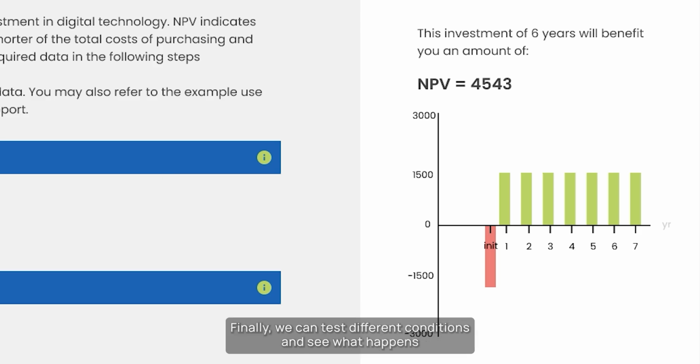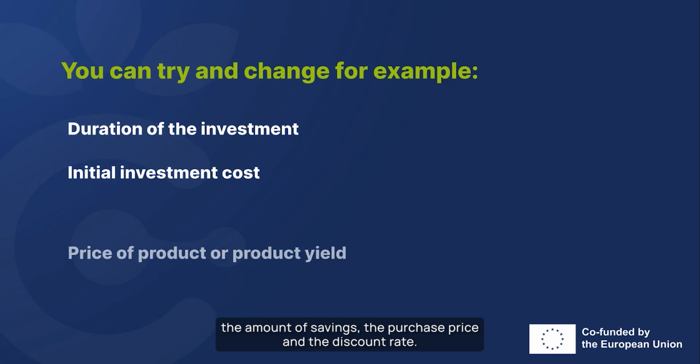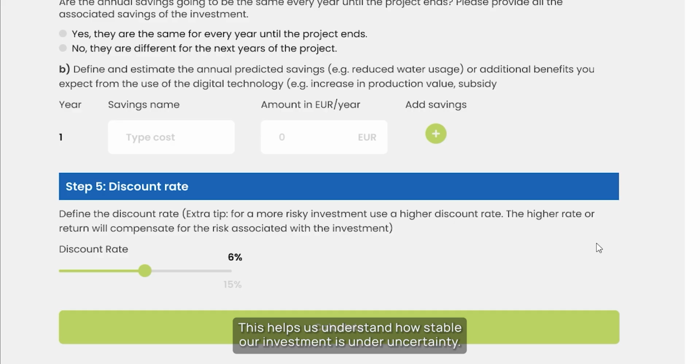Finally, we can test different conditions and see what happens in the NPV value if important parameters change. For example, we can change the investment duration, the amount of savings, the purchase price, and the discount rate. This helps us understand how stable our investment is under uncertainty.